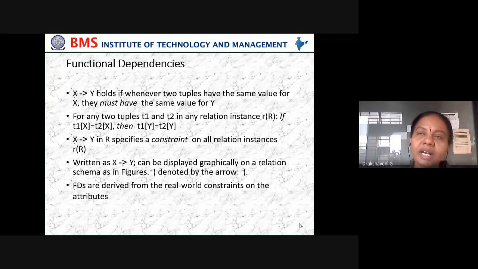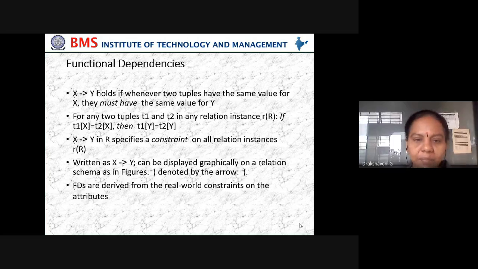Yes, that's what here. X means your USN, Y means your name. So if I repeat also, what is T1? For any two tuples T1 and T2 in any relation instance r of R. What is small T1? One row. One complete row detail of Rashmi. Yes, if that is the case, that is X. The USN here, what we have taken as X.